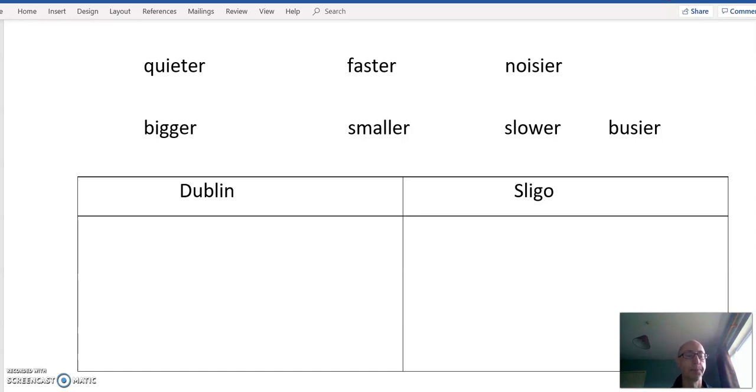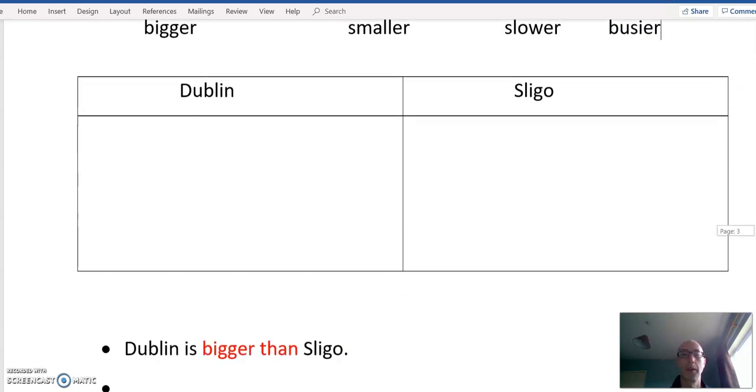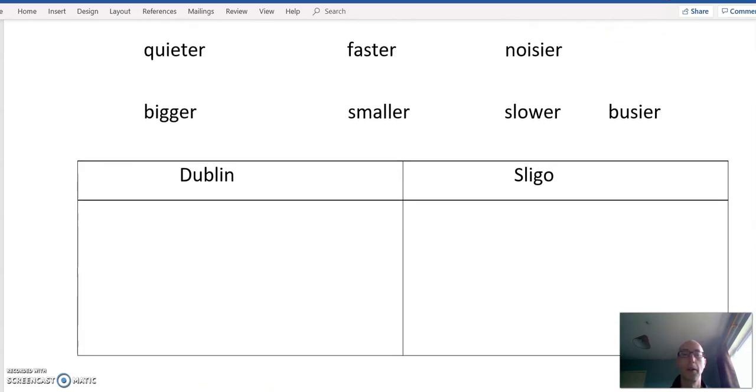We can compare cities. So let's compare Dublin and Sligo. Dublin and Sligo are very different. We're going to use these words to compare. Quieter, bigger, faster, smaller, noisier, slower, and busier. Let's use busier as well. So let's see, quieter. Which is quieter? Sligo is quieter, isn't it?